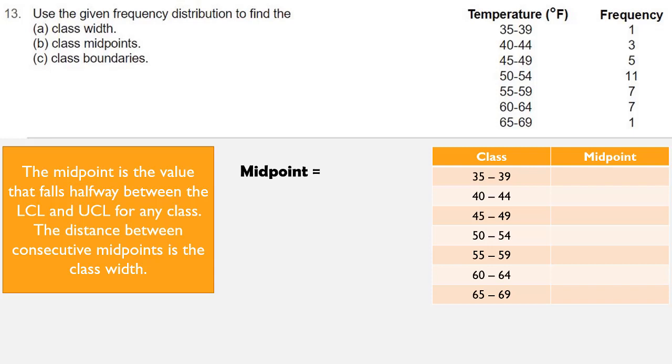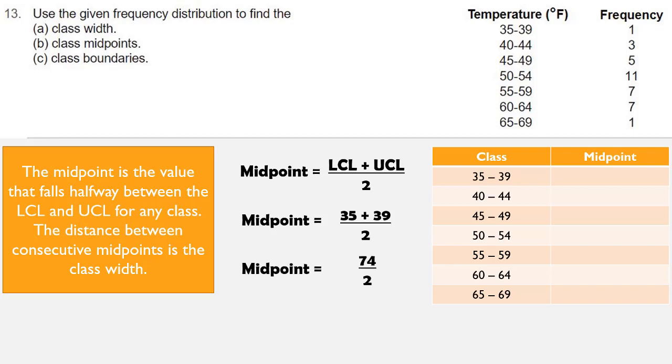So for the first midpoint, we have lower class limit plus upper class limit divided by 2, which is 35 plus 39 divided by 2. That's 74 divided by 2, which is 37. So the very first midpoint is 37.